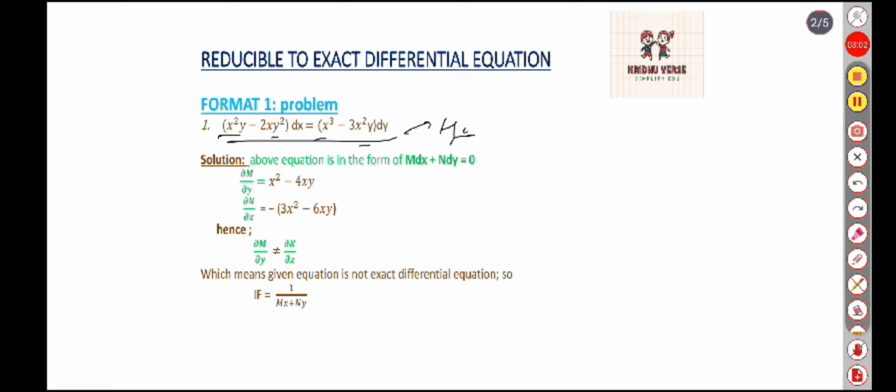So what is the homogeneous IF formula? IF equal to 1 over Mx plus Ny. This only. So we will apply the M and N values here and solve, then we'll get the IF value that we have to multiply with this equation. After multiplying with this equation, we'll get the exact differential equation. So let's do it.